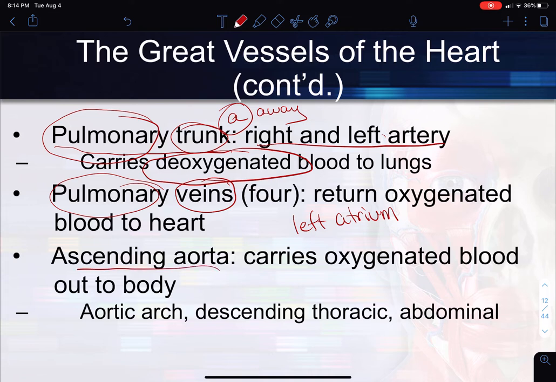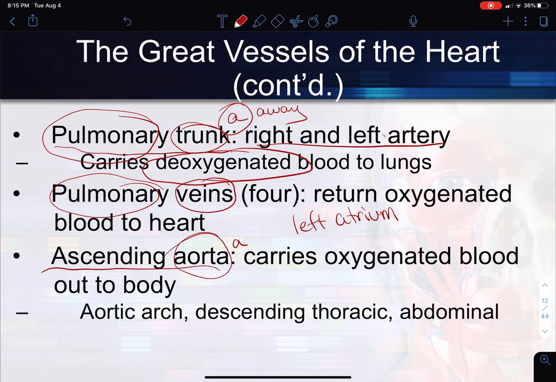And so it's going to do that via the ascending aorta artery, if you want to be complete with that name. And that's going to carry all of the oxygenated blood to the head, neck, upper arms, thorax, abdomen, pelvis, and lower legs. And there will be a bunch of branches off the aorta that will do that.